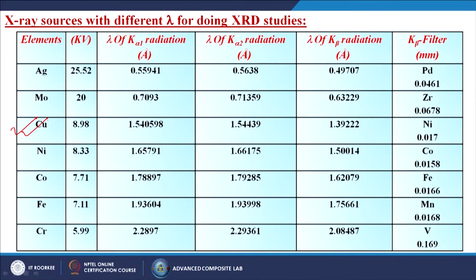If we talk about copper, because I am giving copper as the example since it is widely used, generally the lambda of K alpha 1 radiation is 1.540598, the lambda of K alpha 2 radiation is 1.54439, and the lambda of K beta radiation is 1.39222. Here we are using the nickel filter whose value is 0.017. That 0.017 value is subtracted from the lambda value and we get only the copper K alpha value, which we use for our X-ray diffraction studies.